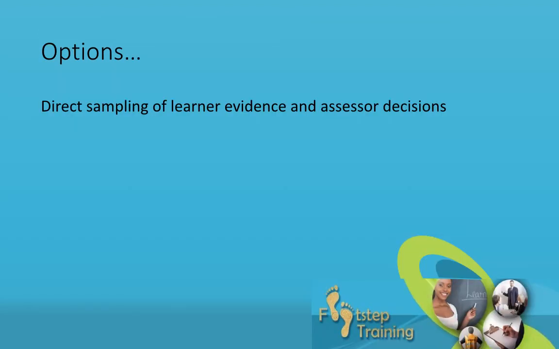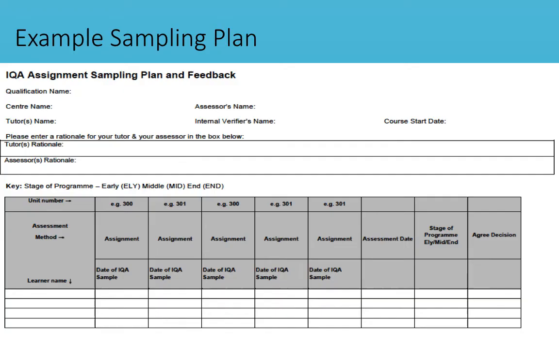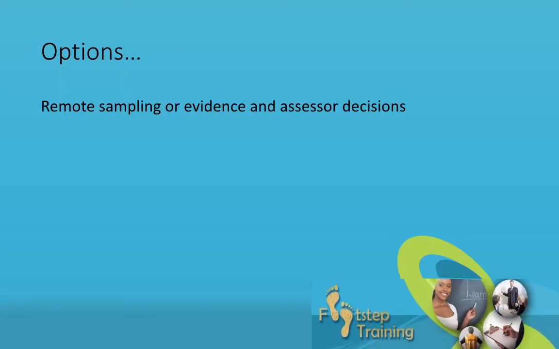Now you'll also want to sample learner evidence and the assessor's decisions against that evidence, and you may do this whilst on a visit at a particular employer's site or training centre. So you might be doing some direct sampling, and you may use a typical sampling plan like this. This kind of form can also be used if you are remote sampling, or doing sampling away from the learner site, whether that's at the organisation's office or in your home. These forms can be used universally for those kinds of activities.